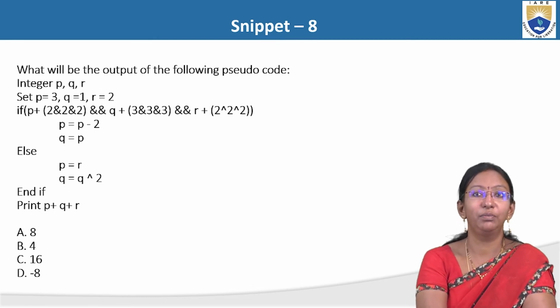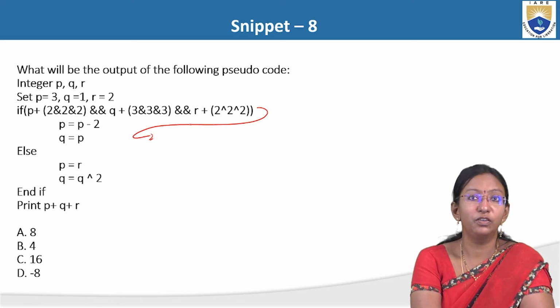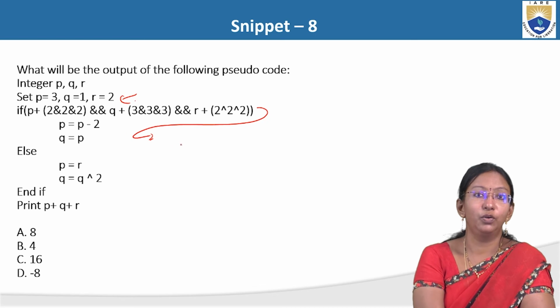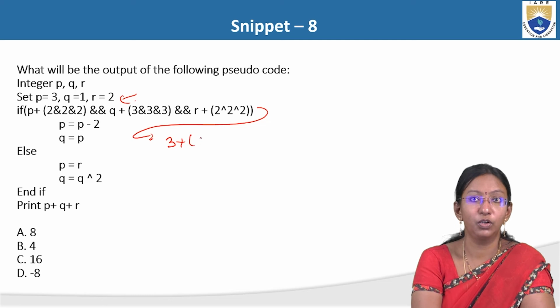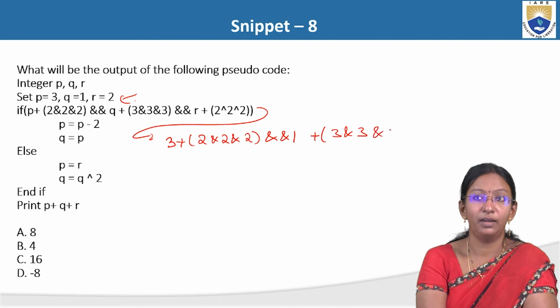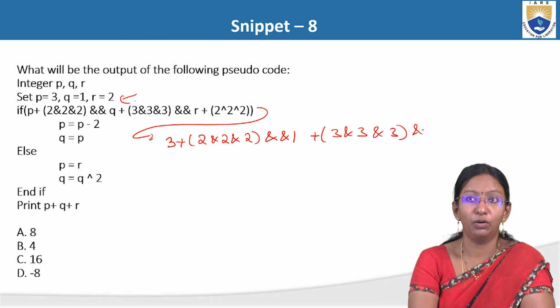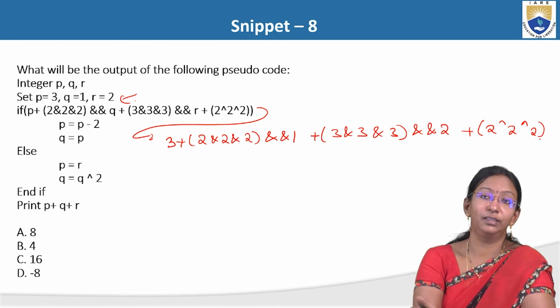Okay, fine. Let me replace the values with numericals over here. So P is set to 3, Q as 1 and R as 2. Let me replace it. So 3 plus 2 and 2 and 2 with logical AND, Q is 1 plus 3 and 3 and 3 with the logical AND of 2 plus 2 exclusive 2 exclusive 2. Yes, guys, let's evaluate it.